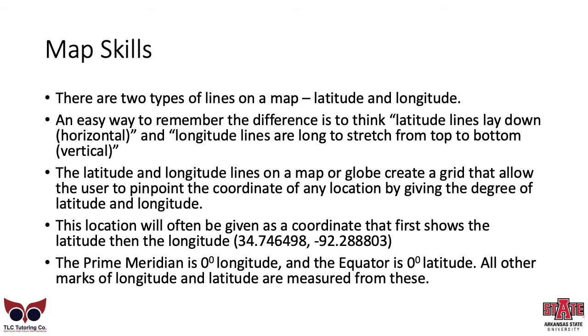This location will often be given as a coordinate that first shows the latitude and then the longitude, placed in parentheses. Look at the example to see how this is normally written. The prime meridian is the 0-degree longitude line, and the equator is the 0-degree latitude line. All other marks of longitude and latitude are measured from these.